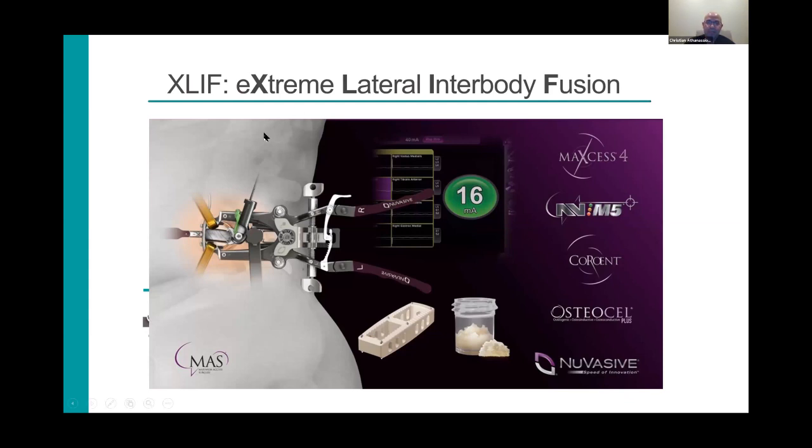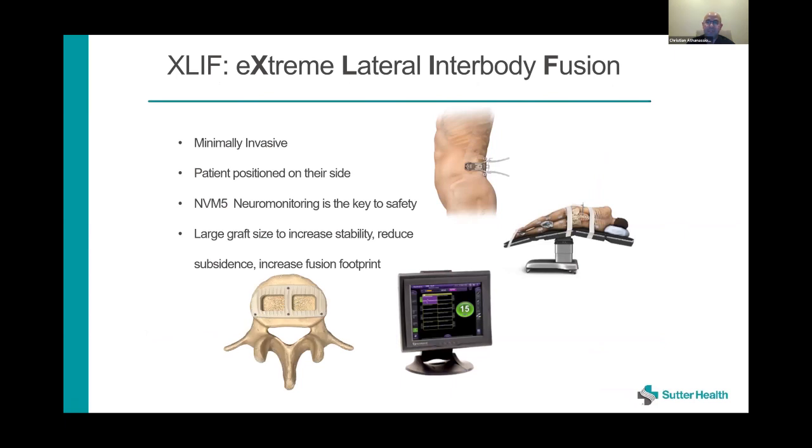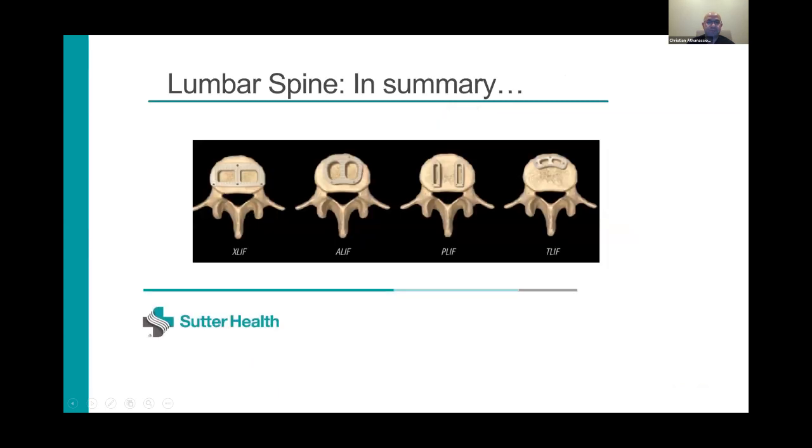A lateral interbody fusion is another way of addressing problems. This cannot address a problem at L5-S1, but can usually address a problem anywhere from L1 to L4. This allows for a minimally invasive approach. It allows us to monitor the nerves as we're working, and allows us to put in a very big interbody spacer, which increases stability and increases the chance of fusion.